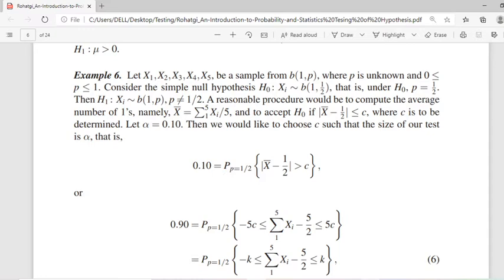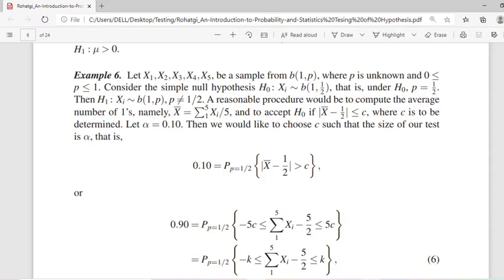You can see this. Let x1, x2, up to x5 be a sample from binomial(1, p), where p is unknown and 0 ≤ p ≤ 1. Consider the simple hypothesis H0: xi follows binomial(1, 1/2). That is, under the null hypothesis H0, p = 1/2, and the alternative hypothesis H1: xi follows binomial(1, p) with p not equal to 1/2.